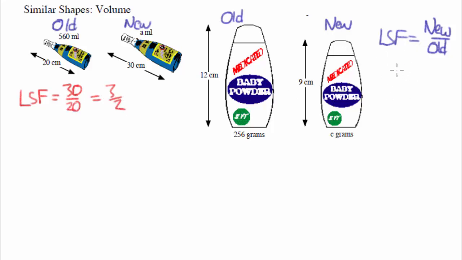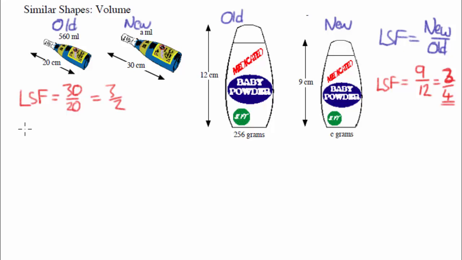Okay, this one is reduced in size, so it's still new over old though, so the linear scale factor is going to be 9 over 12. Sorry, that's 3 over 4. Okay, so that's 3/4. So if you just think about shapes increasing, that's why it's bigger than 1. Shapes decreasing, that's why it's less than 1.